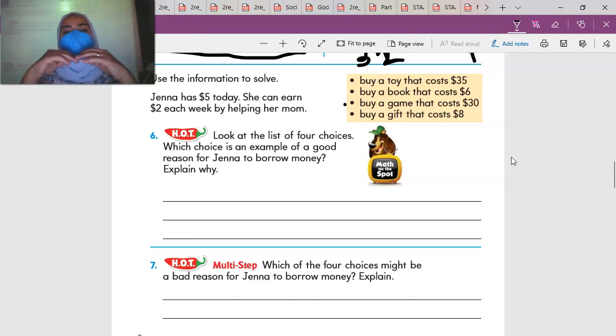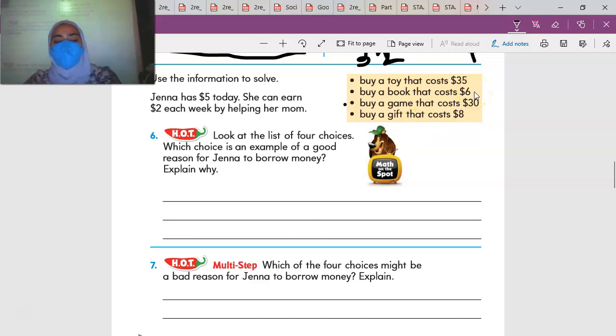Is it a good reason to borrow money to buy a toy? No, a toy is not a need. What about a book? Yes, you need to learn. How about a game? No, although they're fun, you don't need it. How about a gift? No, although that's nice, you don't need it. But what you do need is a book. So, which choice is an example of a good reason to borrow money? To buy a book. Also, to buy a book, how much does the book cost?